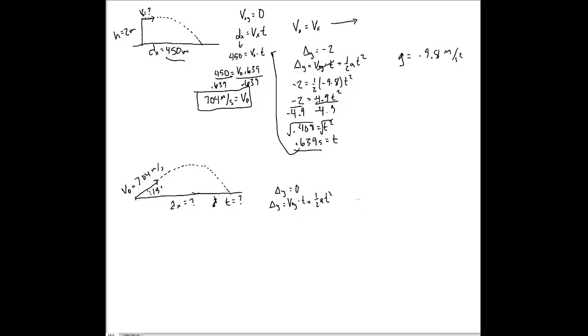Now, v0y. What is v0y? How do you find the y component of this velocity vector? To find the y component, you always use sine. So in this case, it would be v0 sine of 15 degrees. And we know what v0 is. v0 is 704 sine of 15.